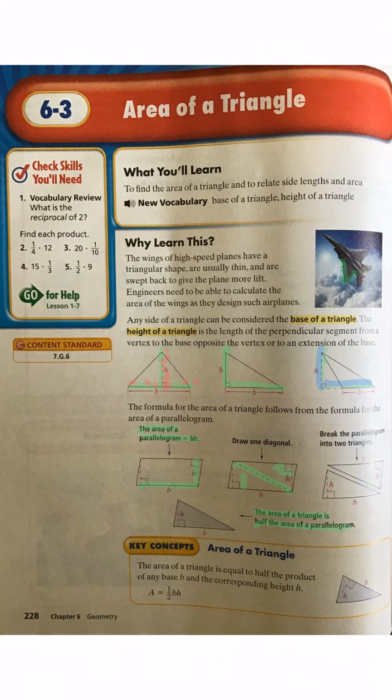So our key concept, the area of a triangle is equal to half the product, means multiplication, of any base and the corresponding height. Okay, so this is what we need to remember. Area equals half times the base times the height. Or if you got the area, base times height, and divide it by 2.